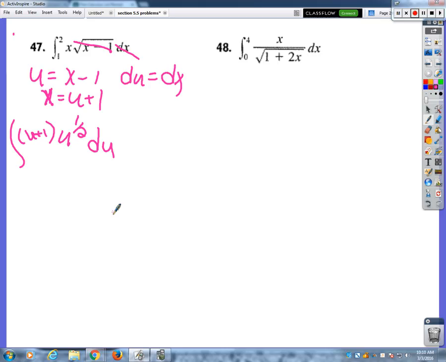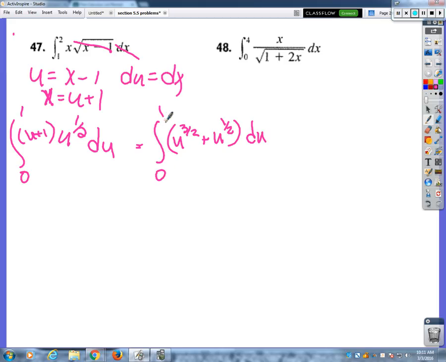The du is the end of the problem. It's like the integral symbol and the du are like parentheses. Then if you plug in 2, you get 1. And if you plug in 1, you get 0. Now I'm going to distribute the u to the 1/2. So that's u to the 3/2 plus u to the 1/2 du.